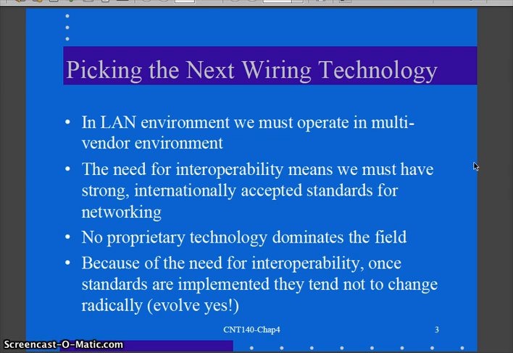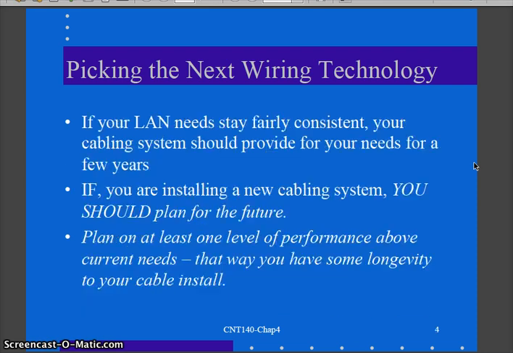Because of this need for interoperability, once the standards are implemented, they tend not to change radically. Evolve, yes, but not change radically. So if I adopt a standards-based cabling system, it should work for a while. That's the idea. If I adopt an IEEE 802.11 substandard N or AC access point, things should work with it for a while. That's the idea behind all this.